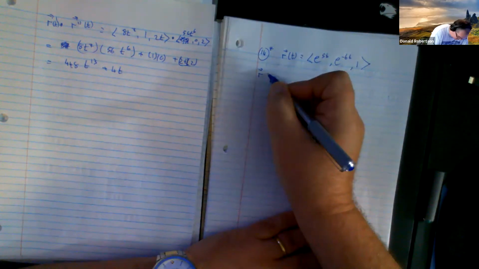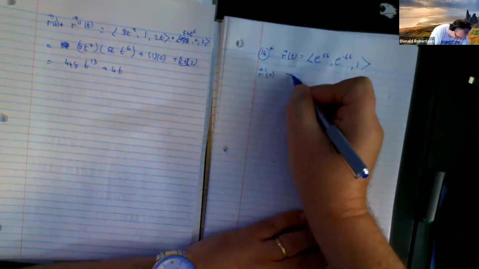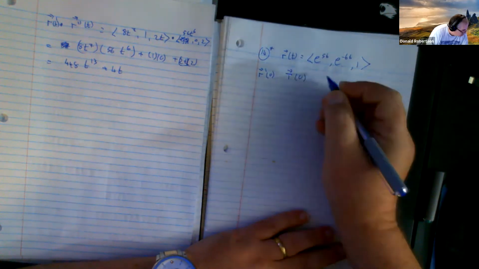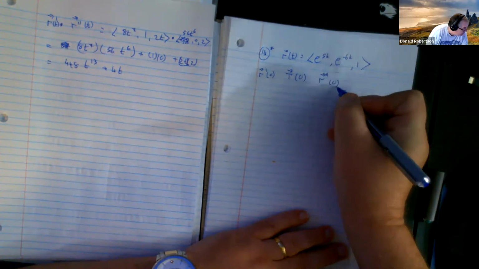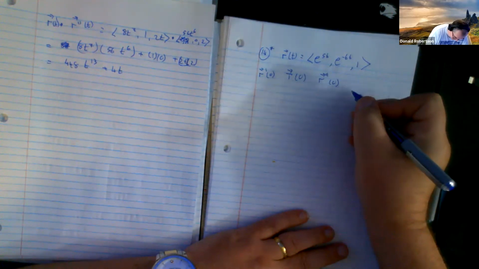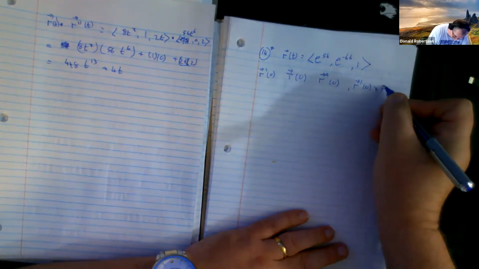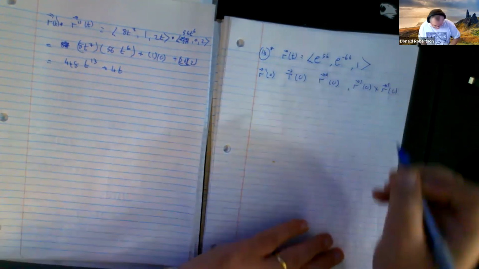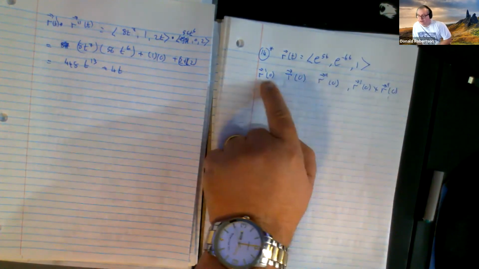And we are being asked to find r dashed of 0, the unit tangent at 0, the second derivative at 0, and the cross product of the first derivative with the second derivative. Very similar to the one we just did, but have you noticed that everything now is at zeros, right? At t equals 0.